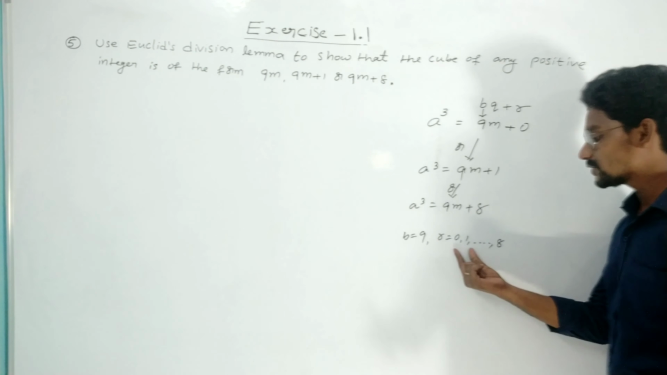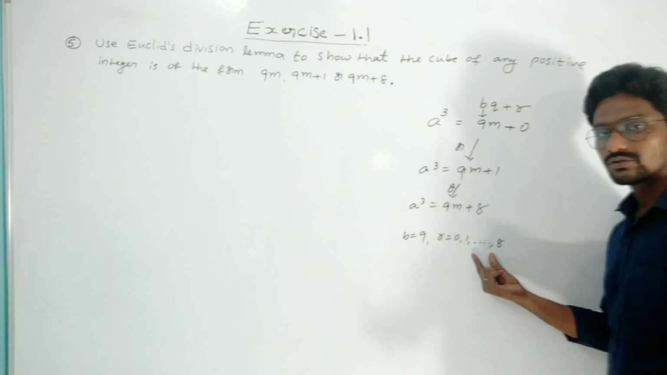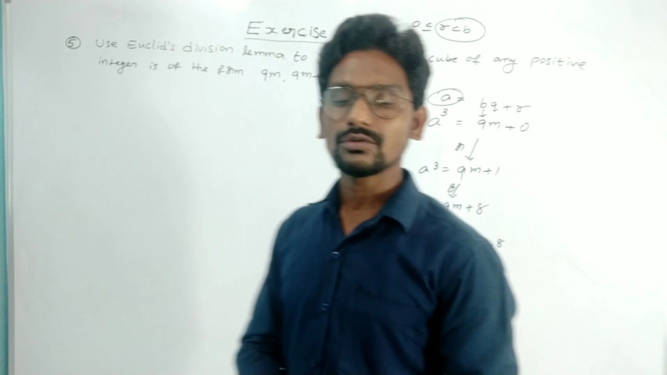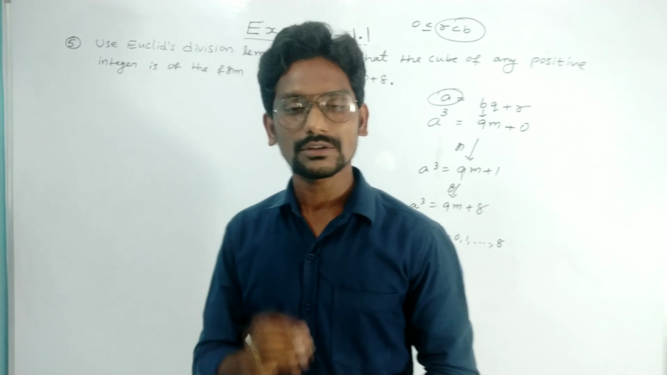Why are we taking r equal to 0 to 8? Because in the Euclid division lemma the condition is 0 less than or equal to r less than b. That's why when b is equal to 9, we take r equal to 0, 1, 2, and so on up to 8. And why do we take a to be any positive integer? Because in the problem, the cube of any positive integer is of the form 9m or 9m plus 1 or 9m plus 8. That's why let a be any positive integer, b equal to 9 and r equal to 0, 1, 2, and so on up to 8.